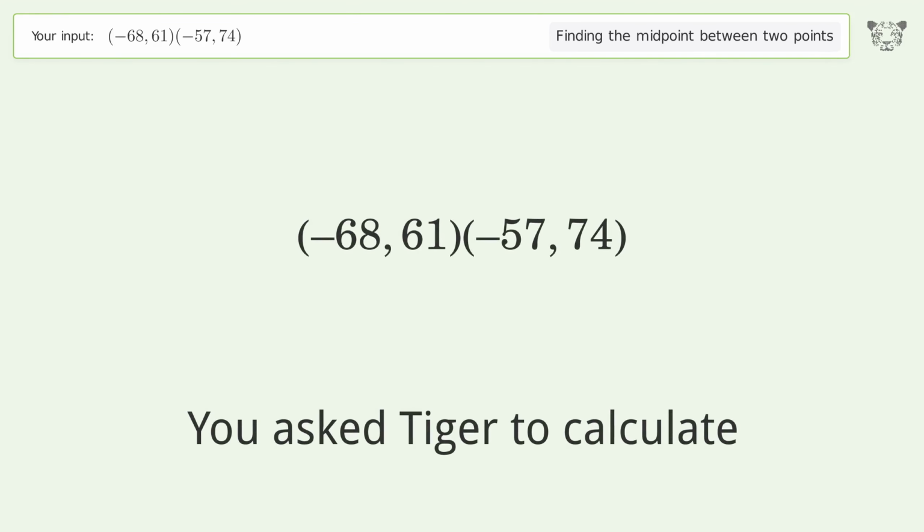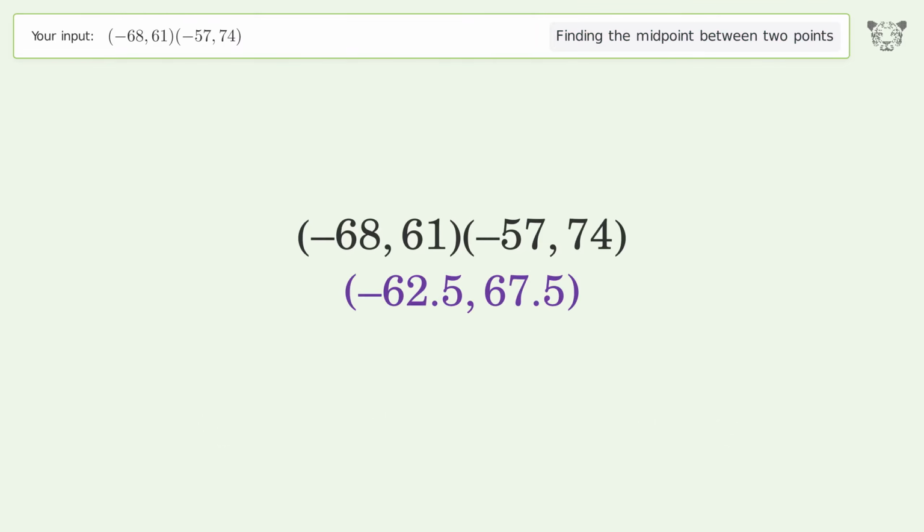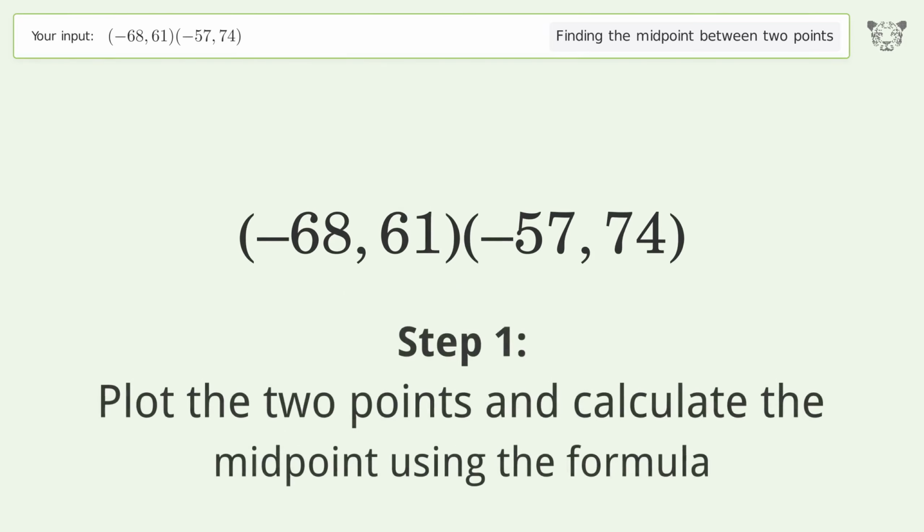You ask Tiger to calculate. This deals with finding the midpoint between 2 points. The midpoint between the 2 points is negative 62.5, 67.5. Let's solve it step by step. Plot the 2 points and calculate the midpoint using the formula.